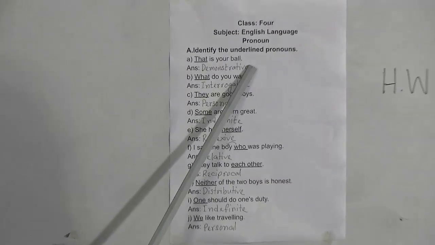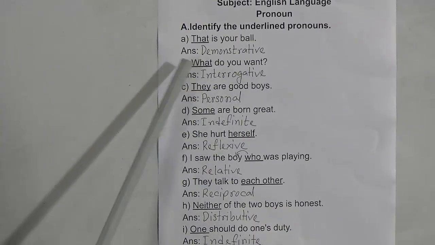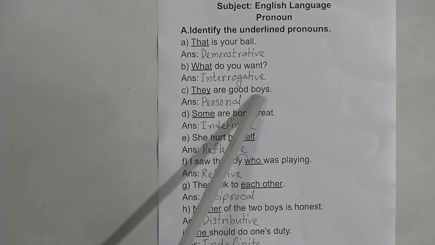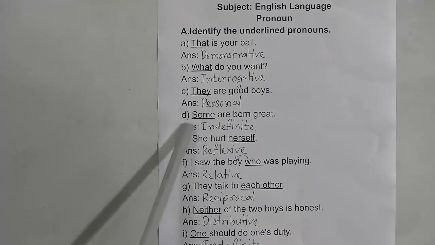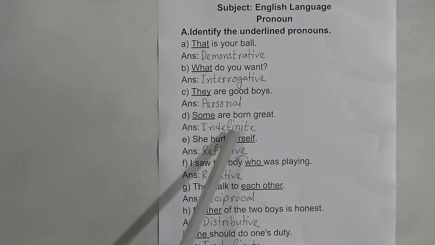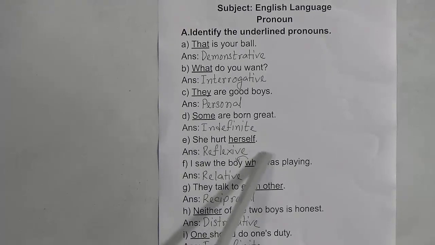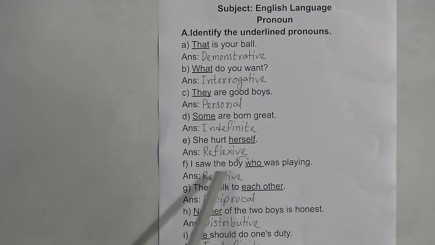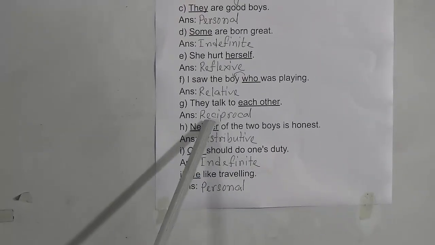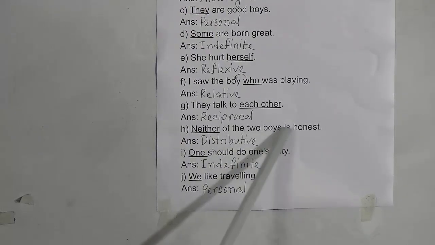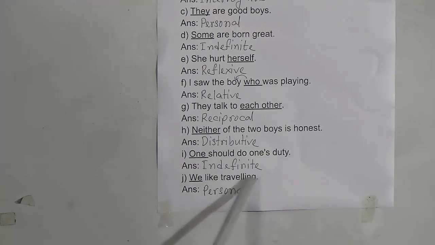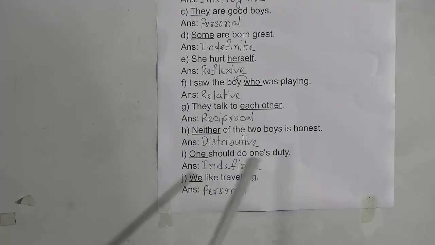Number A, that is your ball, demonstrative pronoun. Number B, what do you want? Interrogative pronoun. Number C, they are good boys, personal pronoun. Number D, some are born great, indefinite pronoun. Number E, she hurt herself, reflexive pronoun. Number F, I saw the boy who was playing, relative pronoun. Number G, they talk to each other, reciprocal pronoun. Number H, neither of the two boys is honest, distributive pronoun. Number I, one should do one's duty, indefinite pronoun. Number J, we like traveling, personal pronoun.